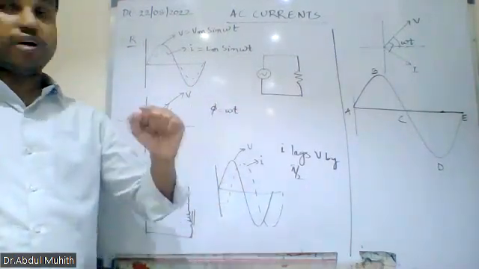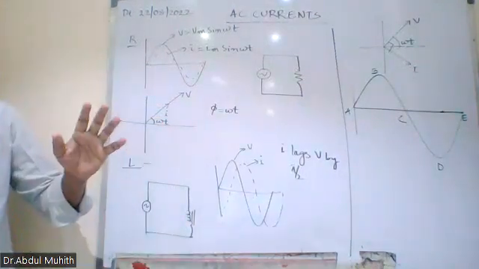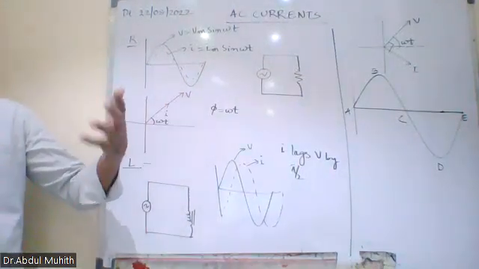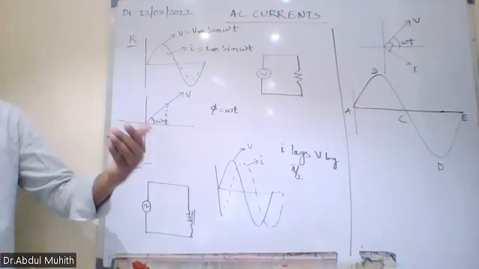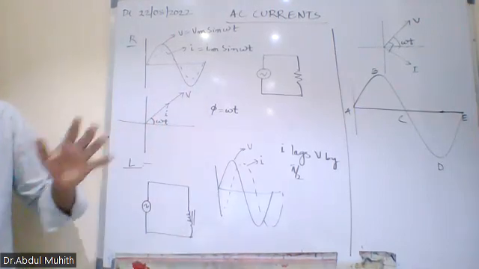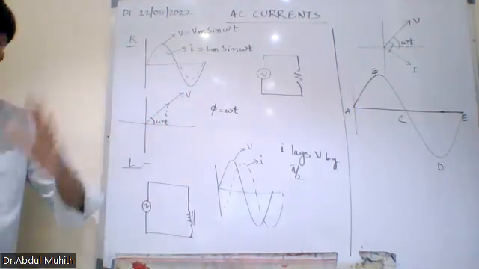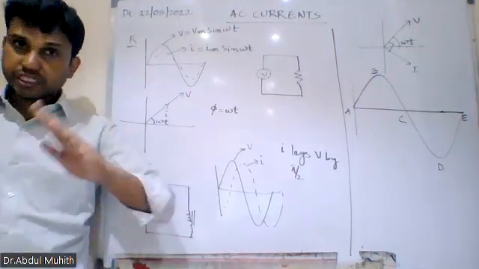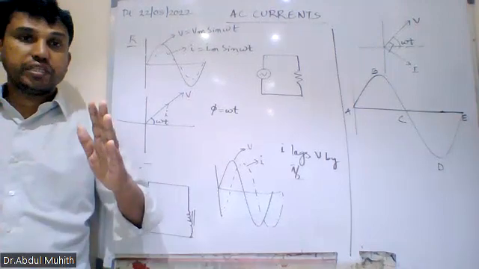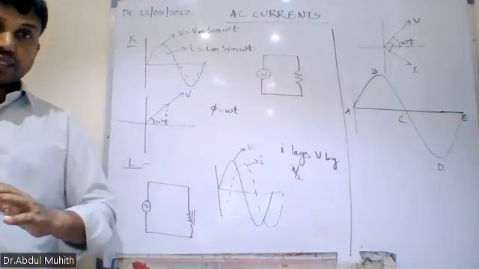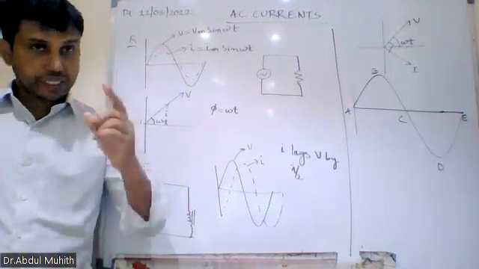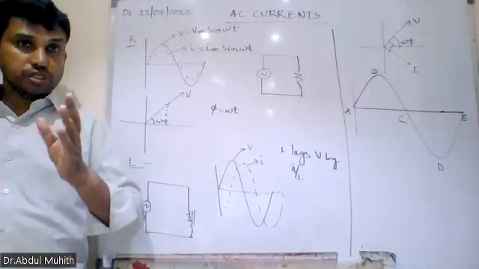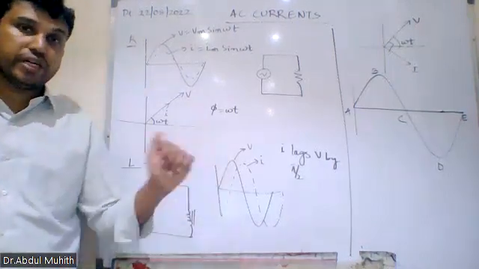From C to D, what will happen? From C to D, again the magnetic energy is absorbed. Again, it starts magnetizing, but it starts magnetizing in the opposite direction, not in the same direction. Is that clear? Again, the magnetic field will set up in the solenoid or in the inductor.